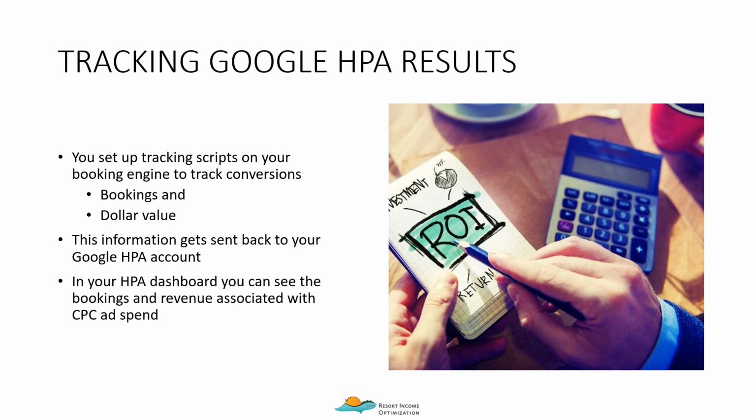So speaking of ROI, tracking these Google HPA results is a little bit different. You do have to set up tracking scripts in your booking engine so that you can track the number of reservations that are made, and also the dollar value of those reservations, right? Because in some cases that's how you're paying for it, as a percentage of revenue. Now this information then gets sent back to the Google HPA account, and in your HPA dashboard you can see the bookings and the revenue associated with the spend on Google HPA.